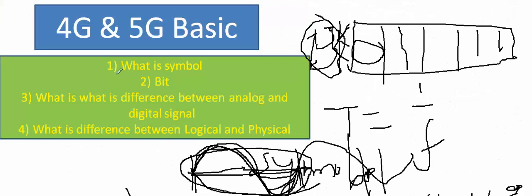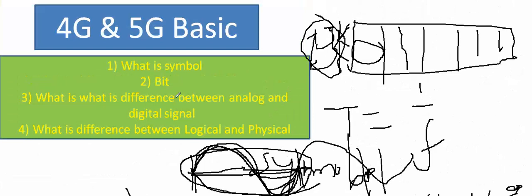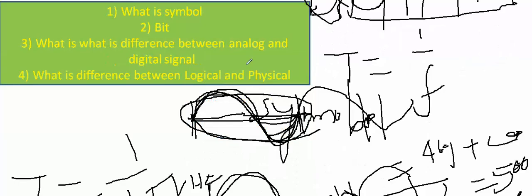The second point is bit. What is a bit? One symbol is traveling, and this symbol is always carrying your digital data. So first of all, we should understand the difference between analog and digital.